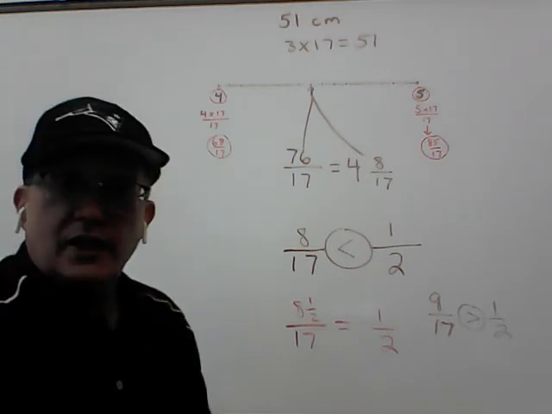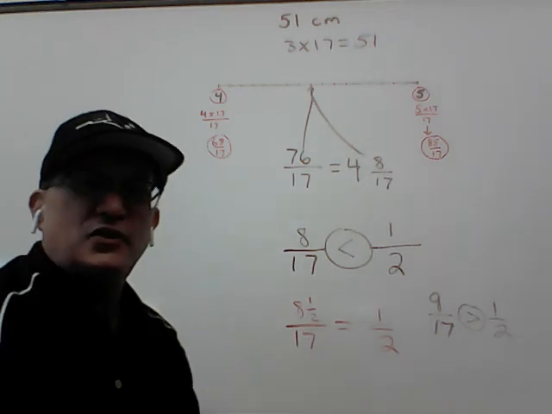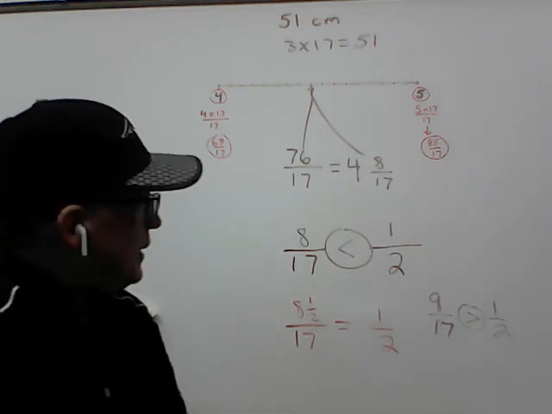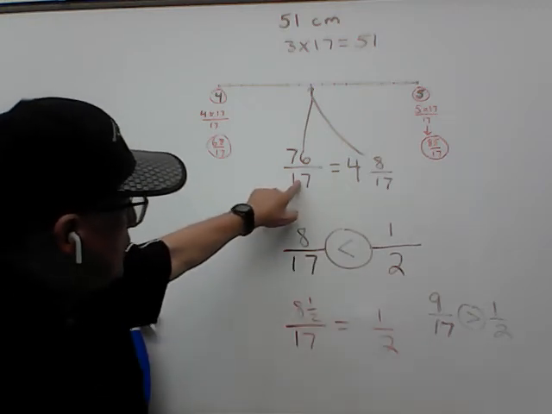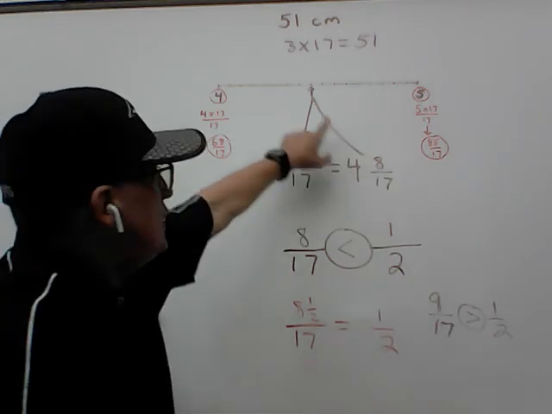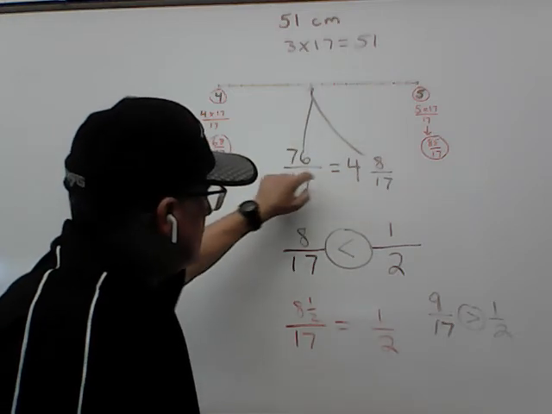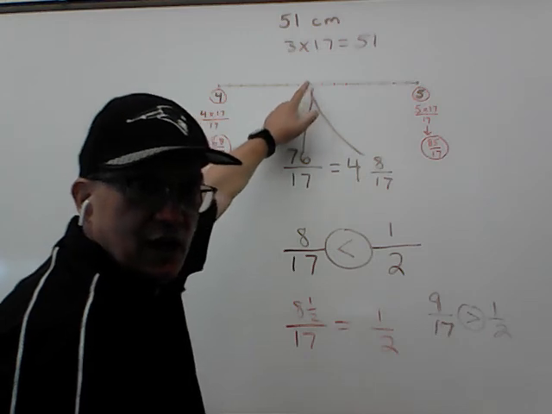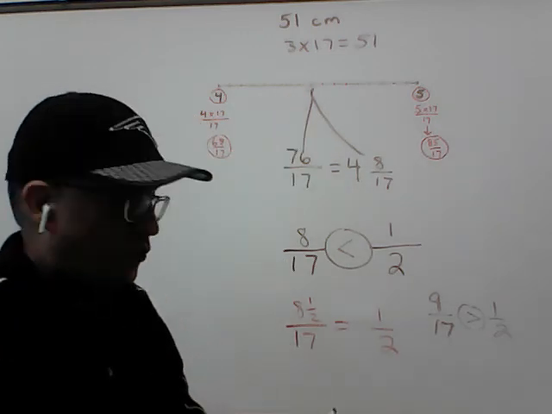So I guess that's it. It's a little longer than I expected, but once I get started, sometimes I find it difficult to stop. But this is a little bit more about 76/17 being exactly the same as 4 and 8/17. There's the point on the number line that they both are. Both of these points are on top of each other right there, and it's a little bit less than halfway between the 4 and the 5.